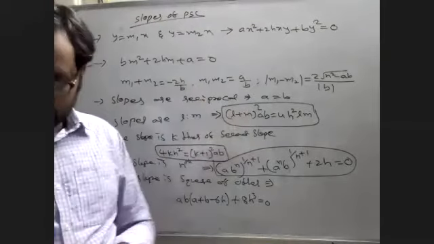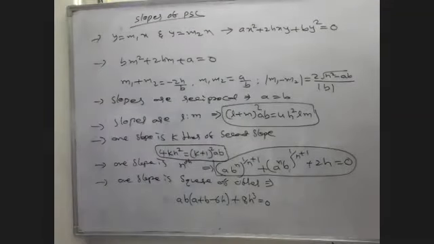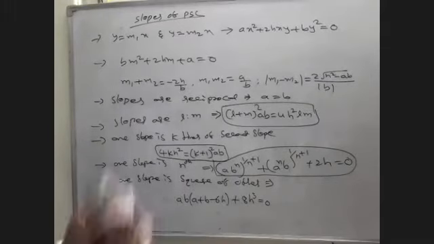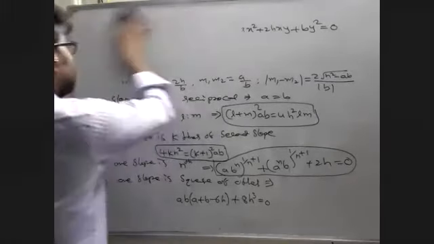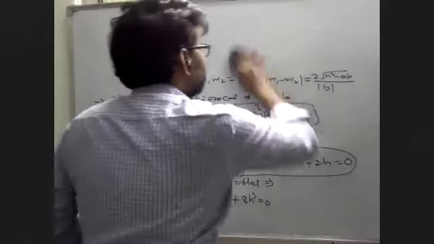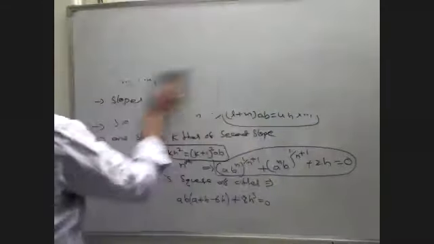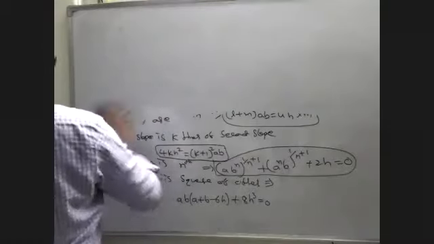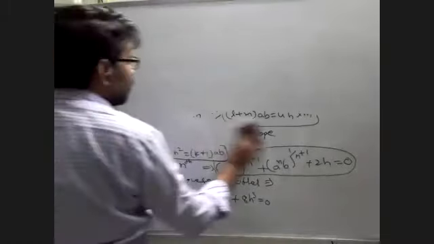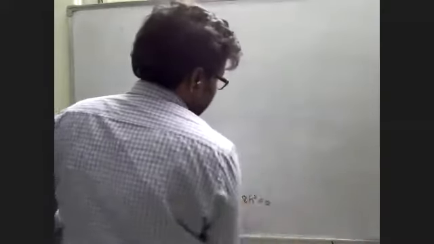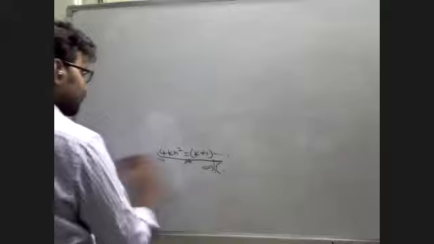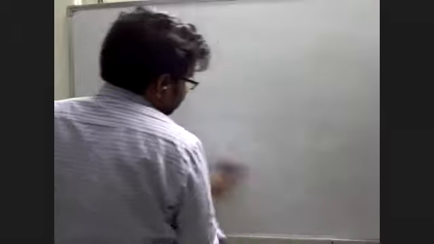Okay. Next, angle between the pair of lines. Except in one condition, if the lines are parallel, there exists no angle. Since the lines are parallel, they will not intersect. That's why there will not exist an angle. In the remaining two cases, if two lines are intersecting, there exists some angle. If two lines are perpendicular, there exists some angle.